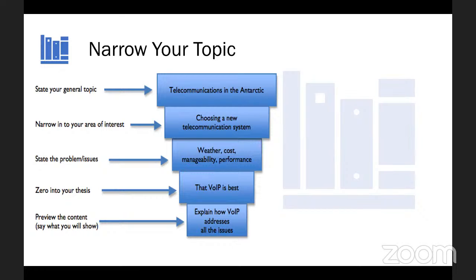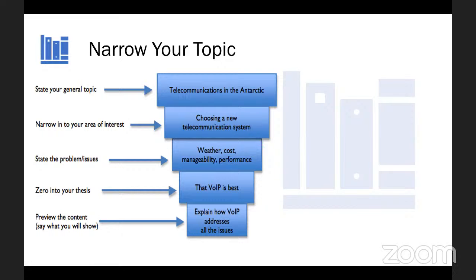But now what is the problem? The problem is the weather, cost, manageability, and performance. So these are the problems for the researcher. At this point, they have come to know them, and the formulation of the problem is done. What is the issue with the telecommunication system in the Antarctic?